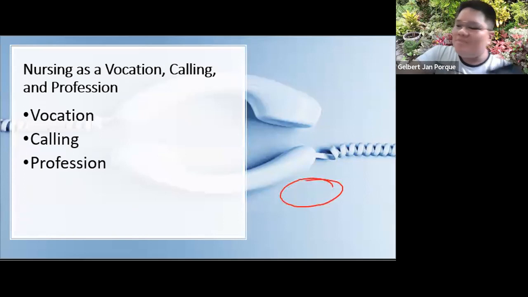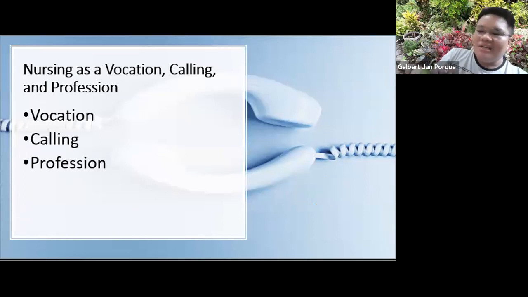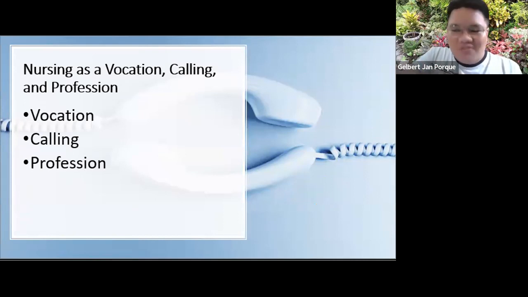Now, there are three terms here that we want to be differentiated. It says nursing as a vocation, nursing as a calling, and then nursing as a profession. Actually, if you would look at these three, they are going hand in hand. We could not separate them. Nursing is a vocation, a calling, and a profession.